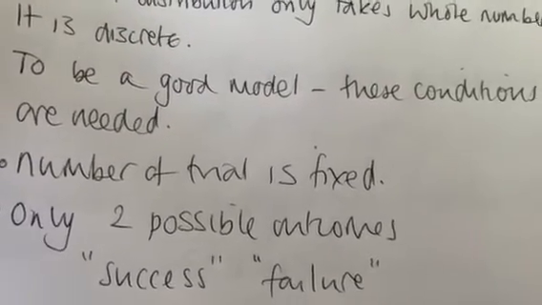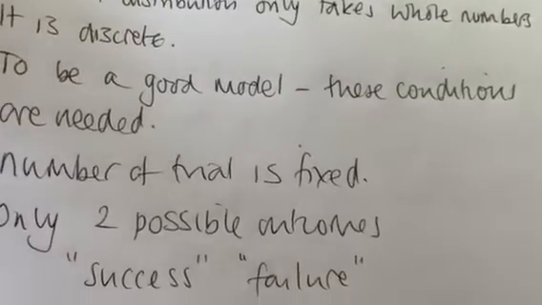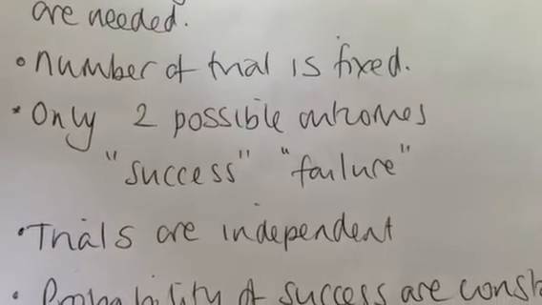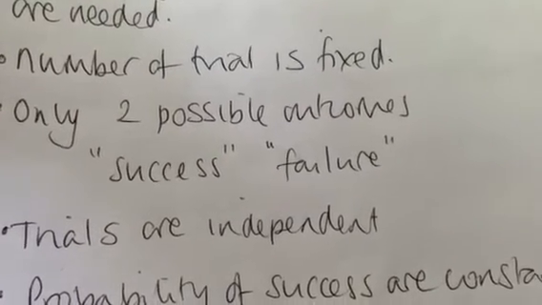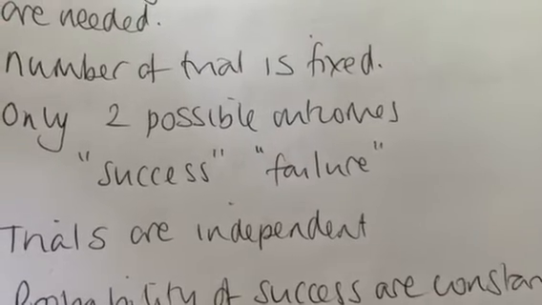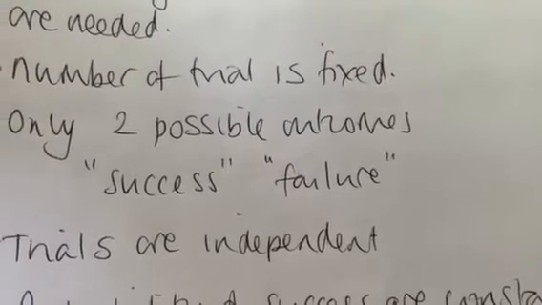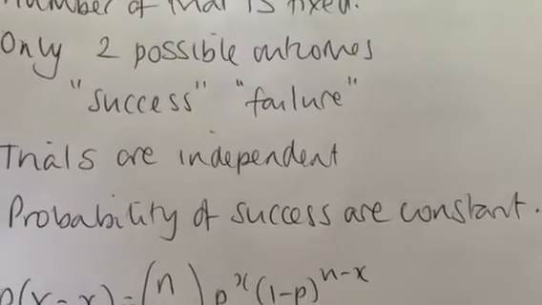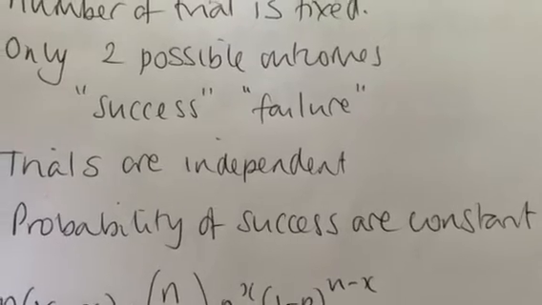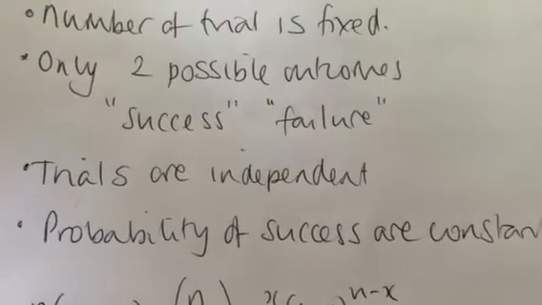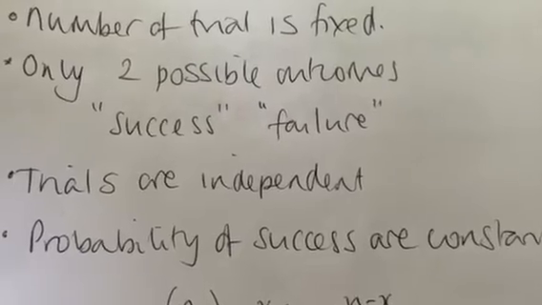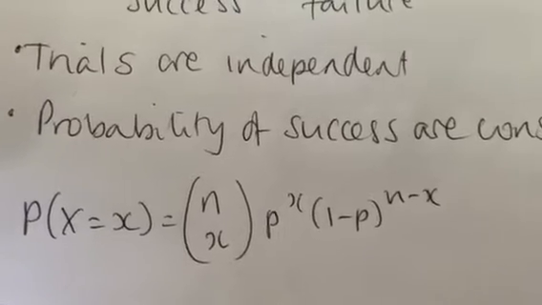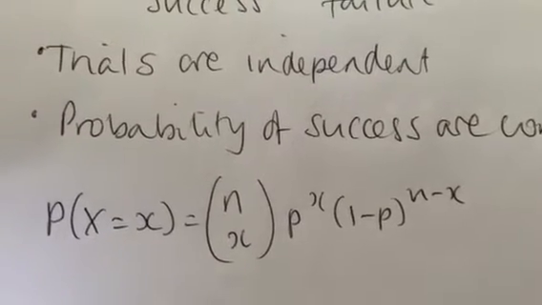Success can be anything. It could be getting a red. Failure would then be not getting a red. The trials must be independent. So the fact that you've had a success on the previous trial will have no bearing whatsoever on whether you get a success on the following trial. And the probability of success each time is the same. Probability of success is constant. Now, these last two are the assumptions that you tend to make when you're modelling a real life situation using a binomial distribution. You'll be given this formula to work out the probability of a particular value.